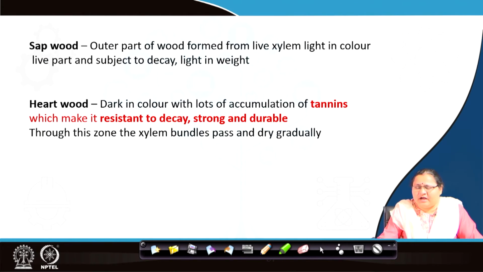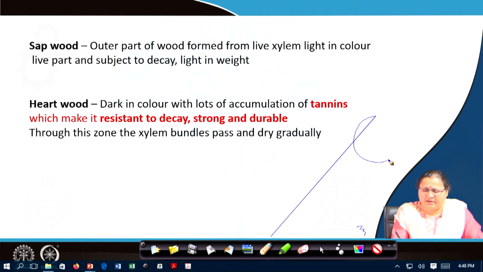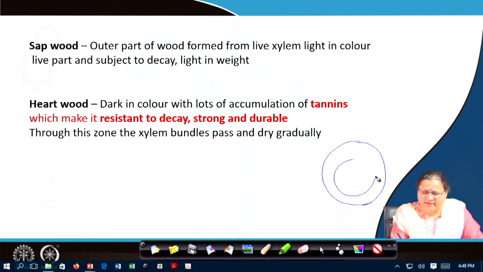Now, as we were talking of the heartwood and the sapwood, the sapwood is the outer part, where the wood formed is from the live xylem, which is light in color, and as you had seen, they form the outer part, and the inner part forms the heartwood. So, this portion is the heartwood, whereas this portion is the sapwood.